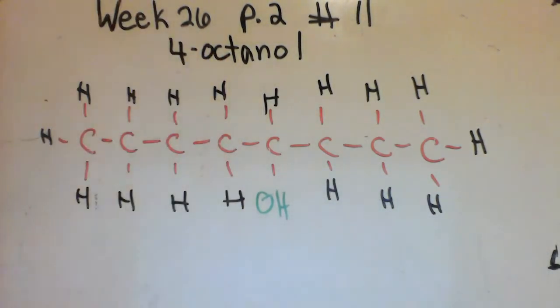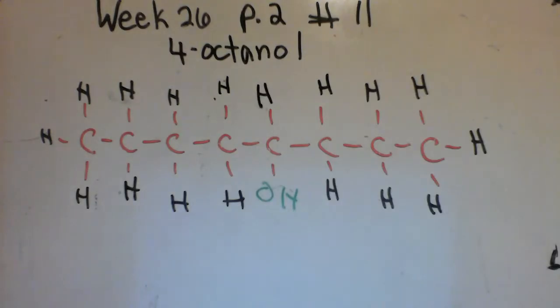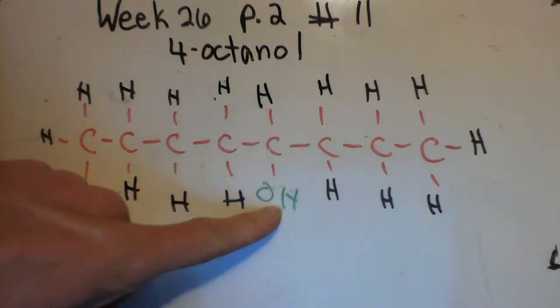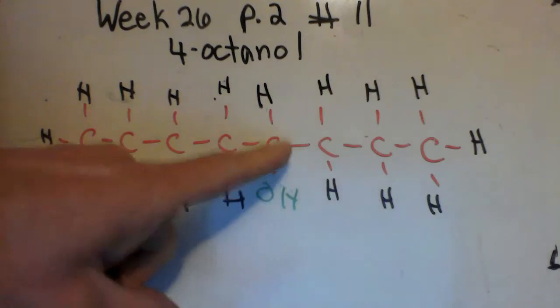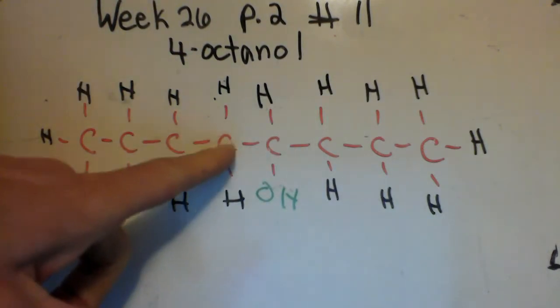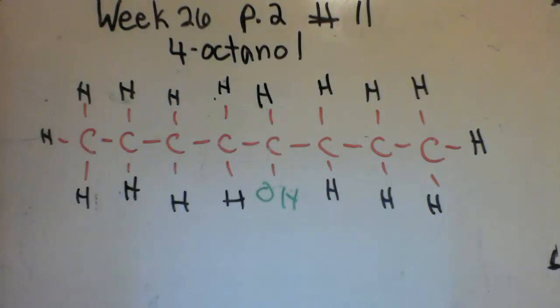This 4-octanol would be considered a secondary alcohol because the carbon bonded to the hydroxyl has 2 carbons bonded to it. So secondary has to do with the number 2, so it would be a secondary alcohol.